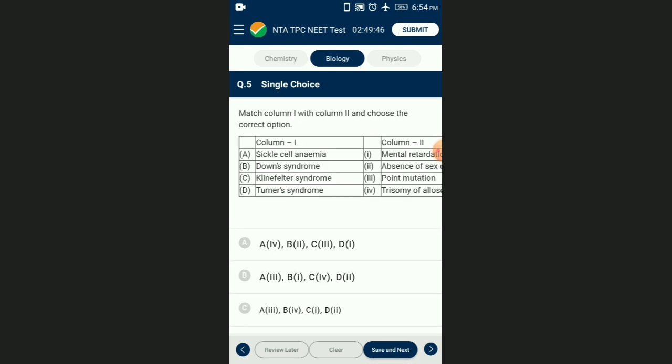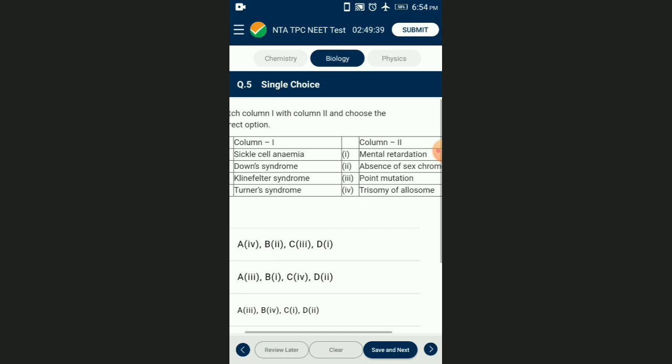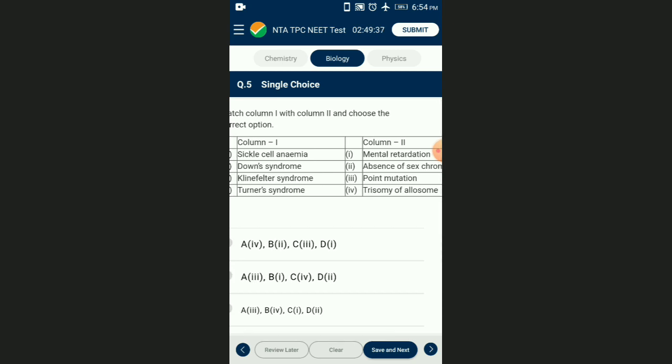Question number 5. Match column 1 with column 2 and choose the correct option. See the given tabular column. While you are seeing column 1 and column 2, first one is A, sickle cell anemia. It is an autosomal recessive disease. Therefore, it can be transmitted from parents to offspring when both male and female individuals are carriers, that means heterozygous for the gene. The disease is controlled by a single pair of alleles, HBA and HBS.